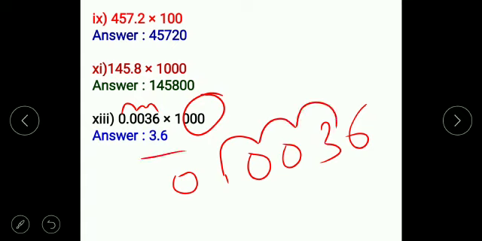So now the next example is 0.0036 into 1000. So again how many zeros after this one? 3 zeros. Okay, so we have to shift the decimal point after 3 digits. So here 1 2 3. So what is the answer here? Here 0.0036, we shift the decimal point after 3 digits. So here 1 2 3. So what is the answer here? 3.6.